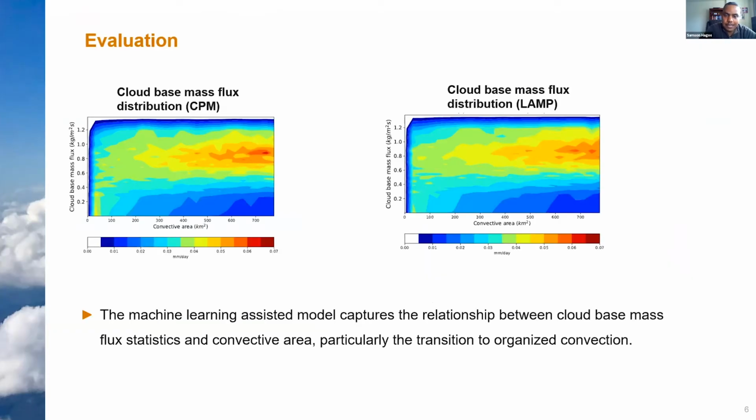This way you can represent the organization. That is a small convective area fraction. You see this sort of randomly distributed mass flux on the left hand side, and as you increase convective area, you get organization, that is, strong mass flux at a specific range of mass flux bins. So that's what you want to capture in the evolution of convection with change in convective area.